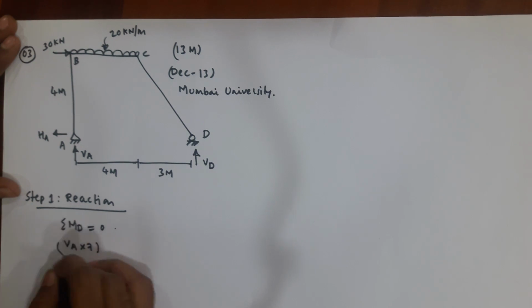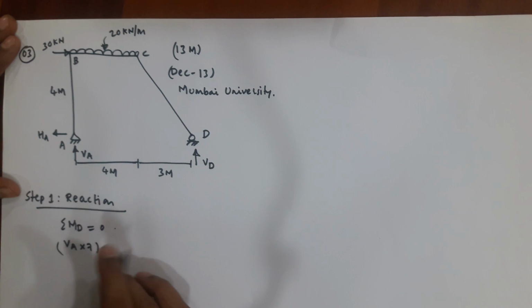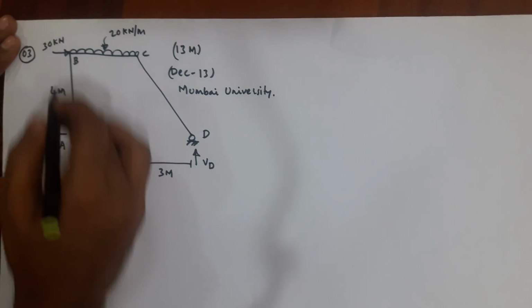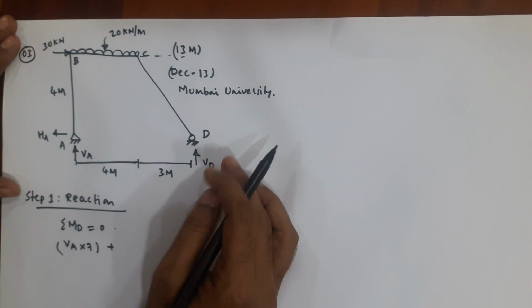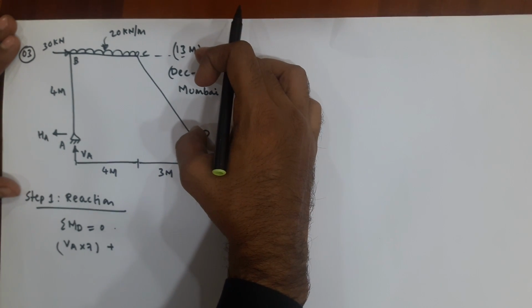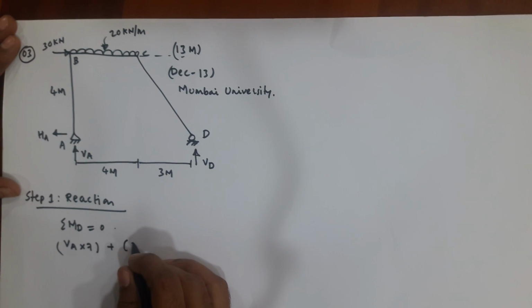into 7, the perpendicular distance is 7 and it is creating a clockwise moment, positive, plus this 30 kilonewton is there. This is the line of action of 30 kilonewton and the perpendicular distance with respect to point D is 4 meter, and this is also creating a clockwise moment, 30 into 4.